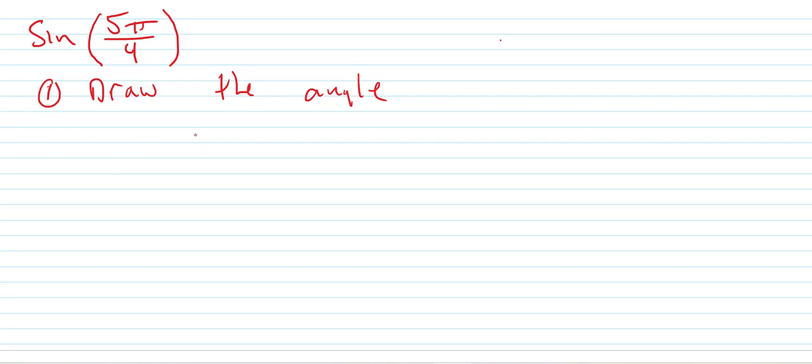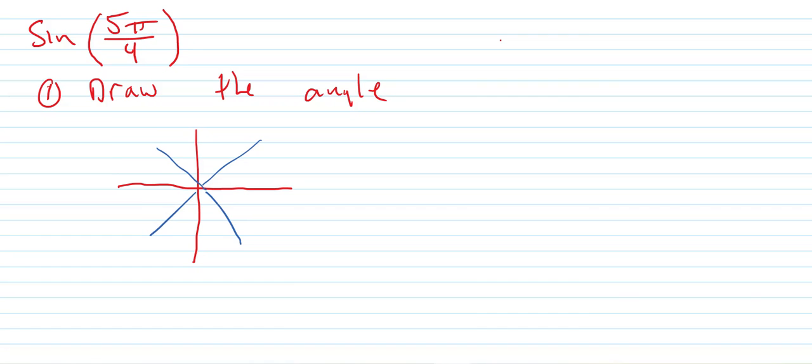And so I'm going to make a little set of axes here. And we know that pi over 4 divides each one of the quadrants in half. And so starting at the positive x-axis, our initial side, we're going to go over 5 pi over 4.